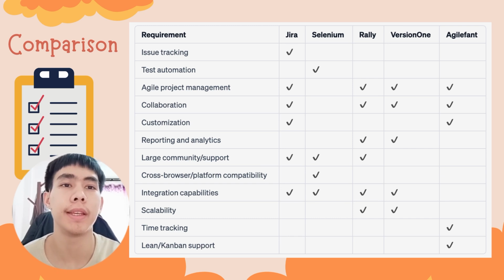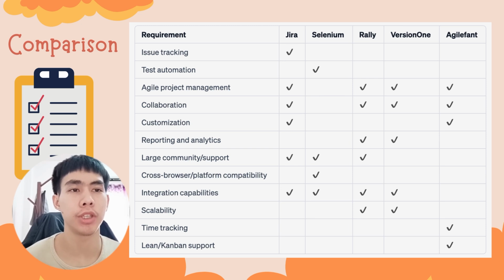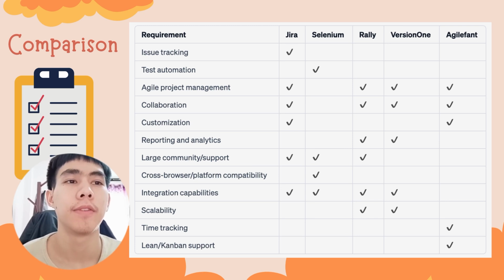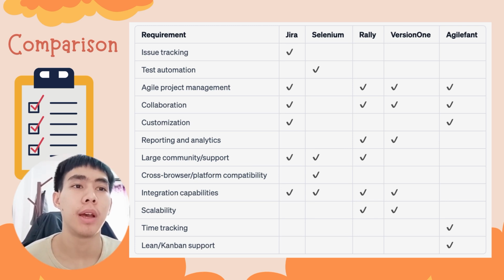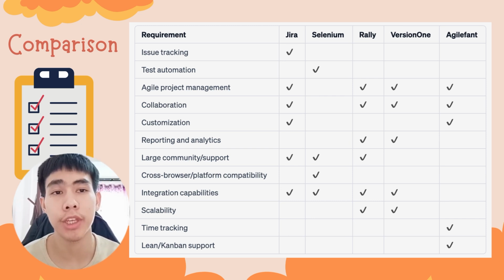Next is test automation. Selenium is a popular choice for test automation, providing a ton of tools for automating web browsers across platforms. Examples would be automating functional tests, running regression tests, and validating user interaction on the web application.